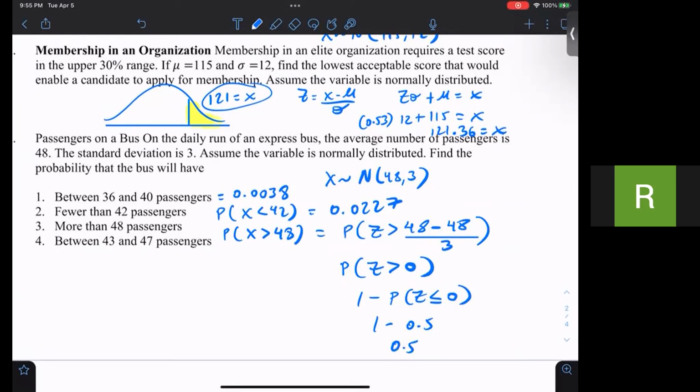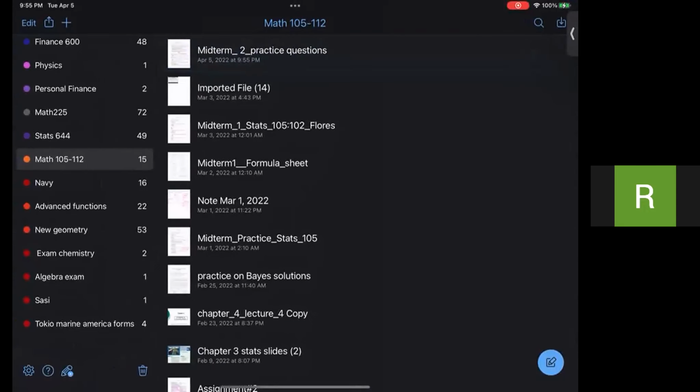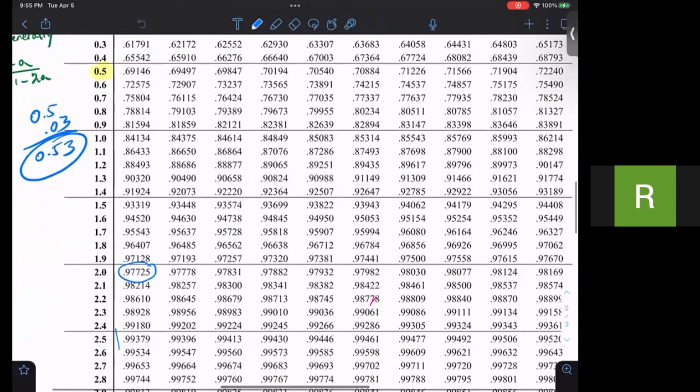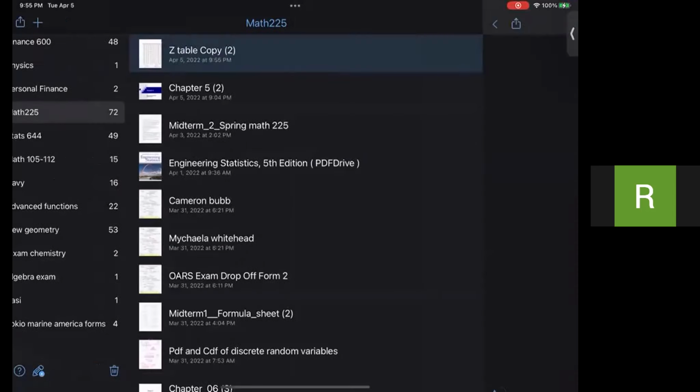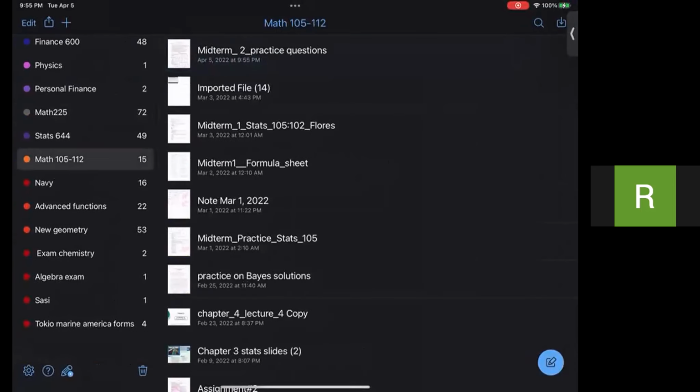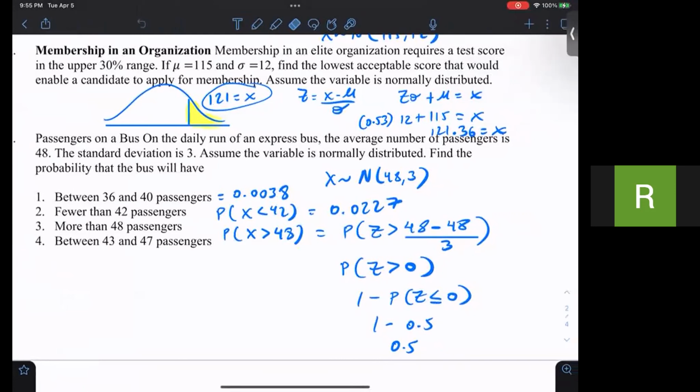But let's check. Z less than 0. So you look 0, you see? 0 is 0.50, right? You can see that. 0.50. So let's go back. So I was right. So it's 0.5. 1 minus 0.5 is 0.5. So this is 0.5.